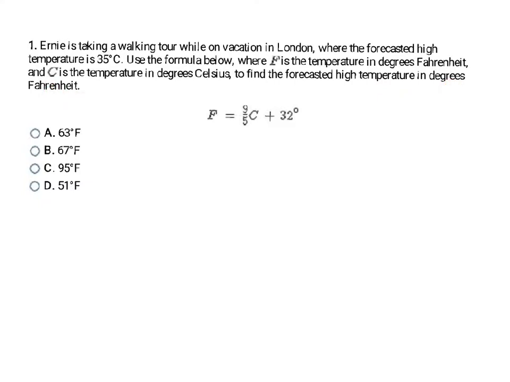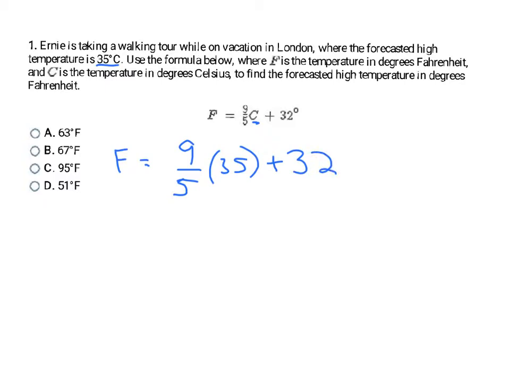Over in England and Europe, they use Celsius to measure their temperatures, where we use Fahrenheit. So in order to convert that so that the number makes sense to us, we are going to have to use this formula. This C here is the number they give us, 35. So in order to find the Fahrenheit number, I'm going to have to replace that C with a 35, or substitute 35 in for C. And then I just have to follow order of operations.